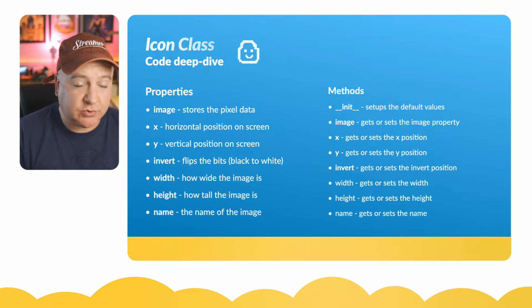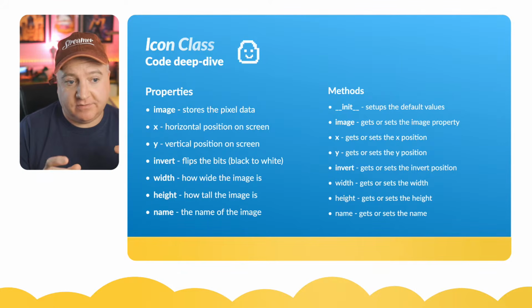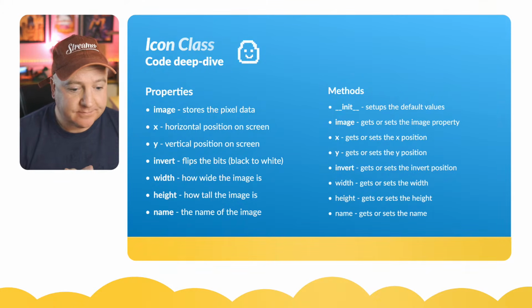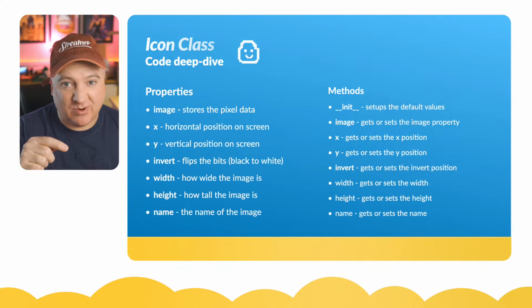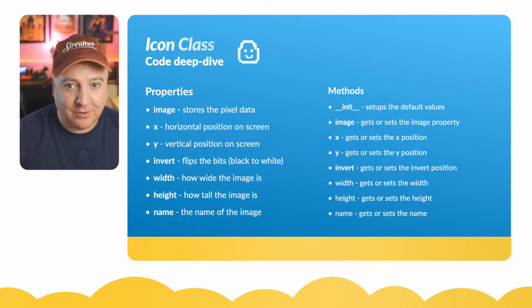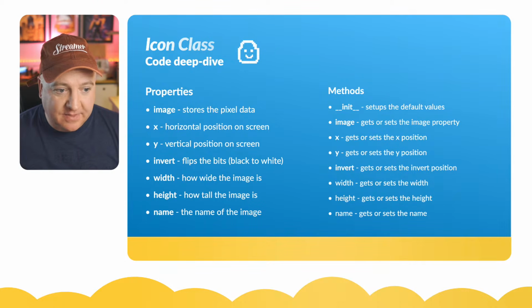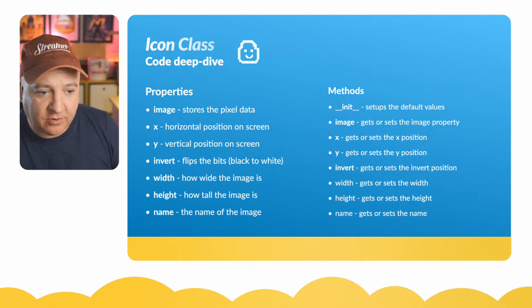So image stores the frame buffer. That's got the image of, for example, the baby at the top there. That will have that particular grid of pixels. The X position is simply an integer that's set between 0 and 128. Y is between 0 and 64 as an integer, and that's just the X and Y position where you want this to be placed on screen. The invert is just true or false.